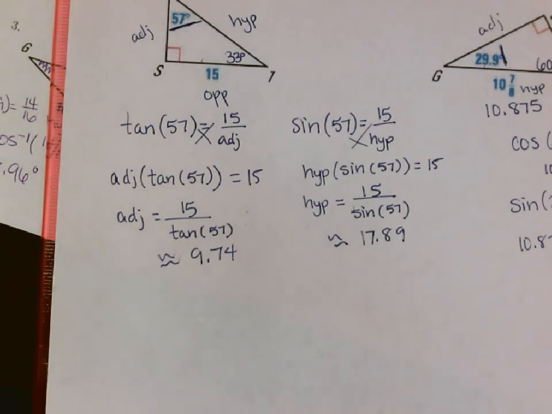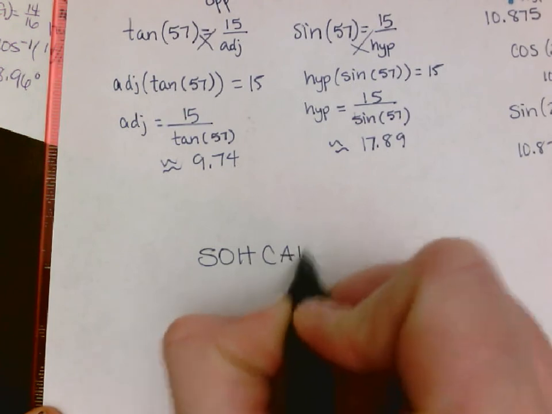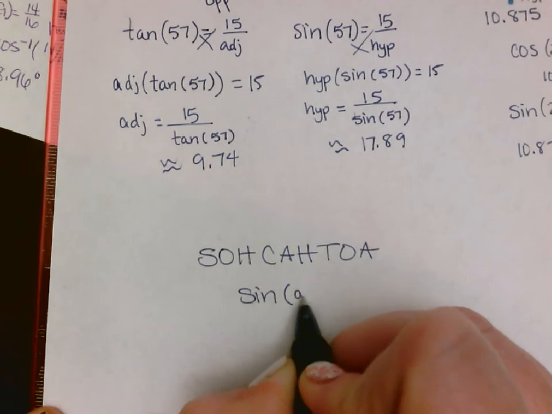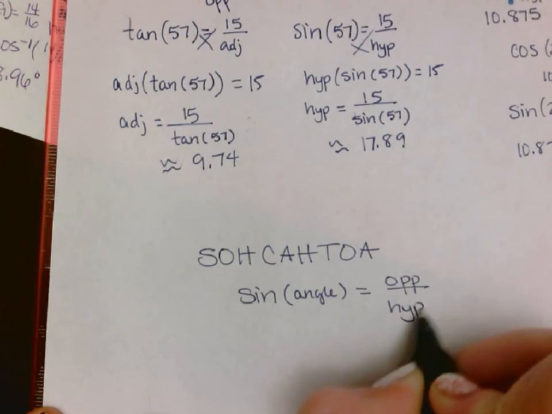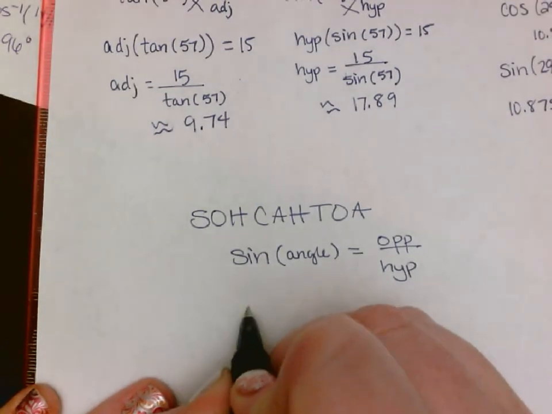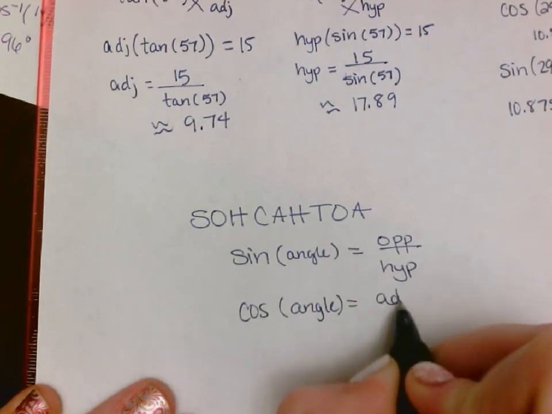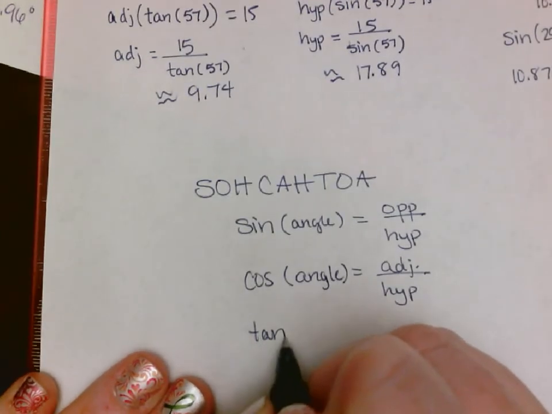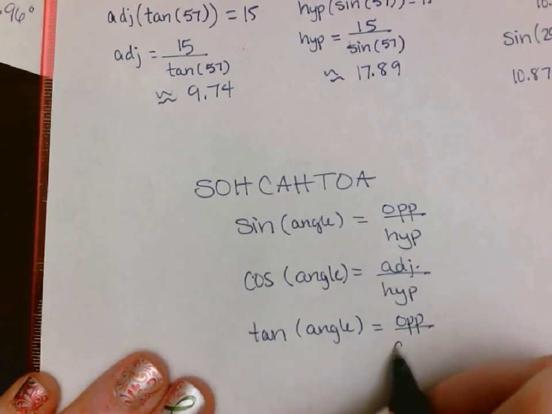So the biggest thing is you just need to make sure you take your time, know your sides. Always remember SOHCAHTOA. Sine of an angle is equal to opposite over hypotenuse. Cosine of your angle of choice is equal to adjacent over hypotenuse. And last but not least, the tangent of your angle is equal to opposite over adjacent.